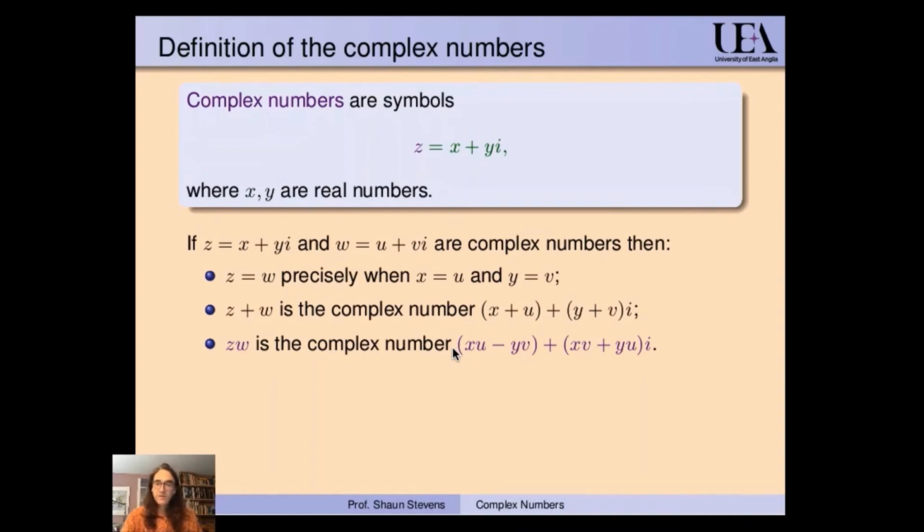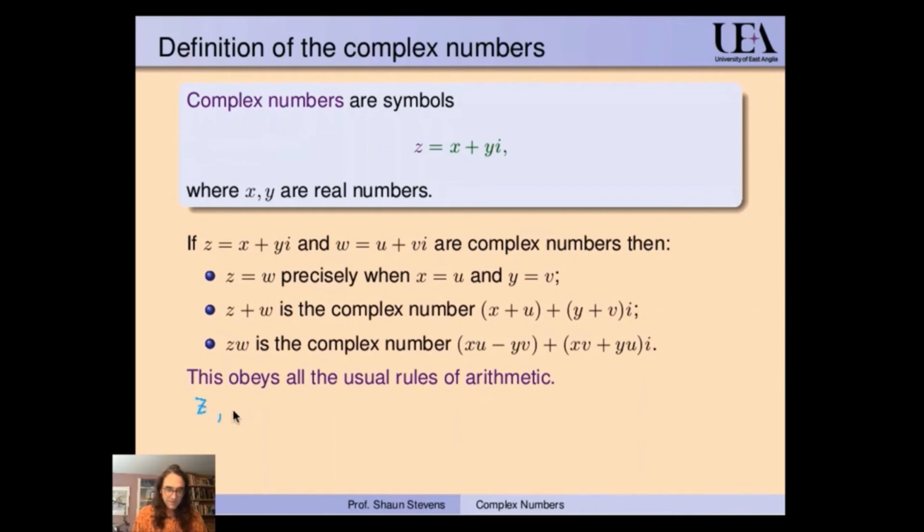An important thing, so we've been defining things, is that we can still do arithmetic with these, and it works in the way we expect. Okay, so what do I mean? I mean that this obeys all the usual rules of arithmetic. So, for example, if I've got z and w, which are complex numbers, then if I multiply them together, it doesn't matter which way I multiply.